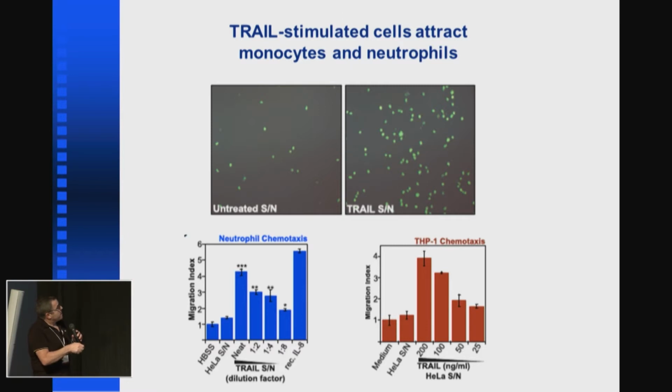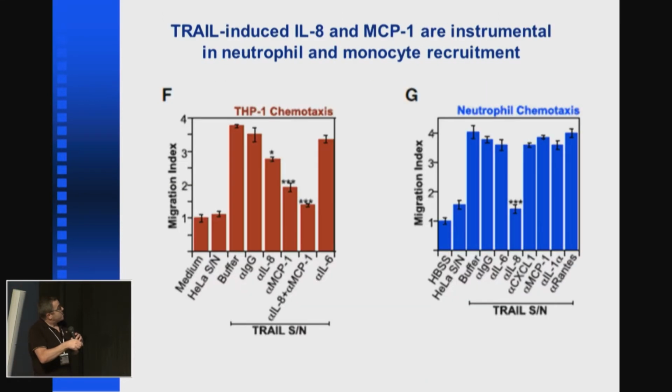So you take basically supernatants from untreated cells or TRAIL-treated cells, and then use primary human neutrophils in a chemotaxis assay. You can see that the neutrophils are labeled here in green, using a Boyden chamber assay where the neutrophils are put in the upper chamber and the supernatant in the bottom chamber. Very few neutrophils migrate towards control supernatant, but when you've taken supernatant from TRAIL-treated cells, you get a lot of neutrophil chemotaxis and also monocyte-like cell chemotaxis. And that's also the same with FAS.